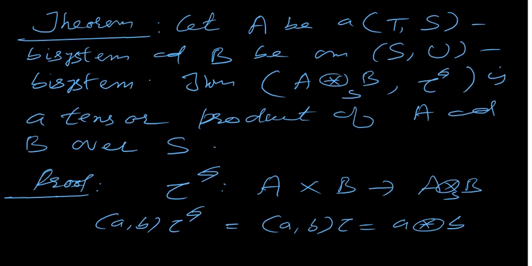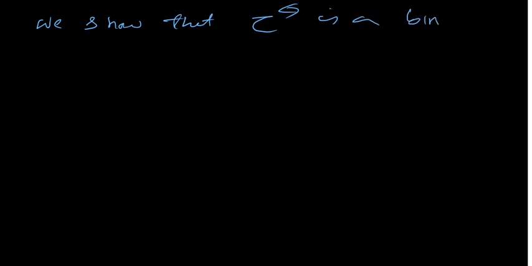We show that tau natural is a bimap. For the bimap, what's the definition of bimap? You have seen what this bimap actually is.